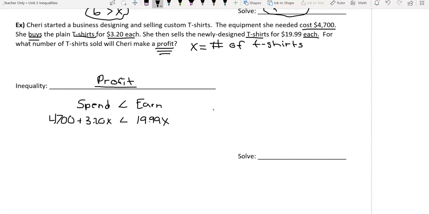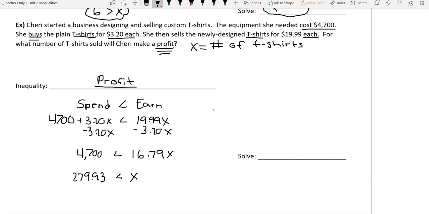Remember, a lot of us were having issues because you didn't like the x's on opposite sides. But remember, that's a type of problem we've done before, okay? So that is how this equation or inequality is set up, all right? And then you'd subtract 320x and go from there. So I would have 4,700 is less than, it has to be less than how much I'm selling these or getting back, which would be that. So I would have x greater than 279.93.